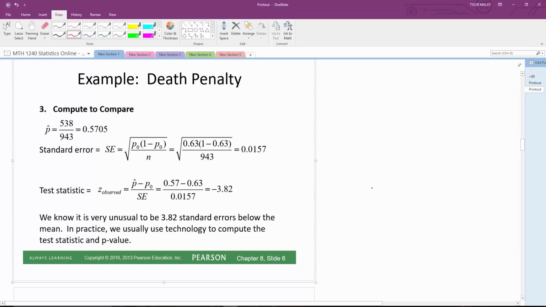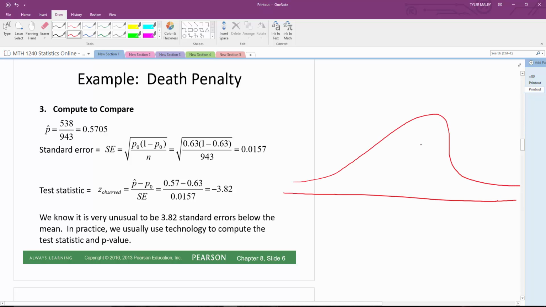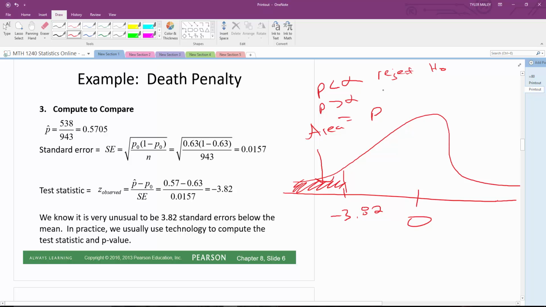So kind of the picture that we have right now is here's my z distribution. Here's a z-score of 0, here's a z-score of negative 3.82, and I want to find the area to the left. So I want to find this area, which we're letting be my p-value. If p is less than alpha, then we're going to reject the null hypothesis and we accept the alternate. If p is bigger than alpha, then we fail to reject, or we don't reject. So that's what we're looking at.